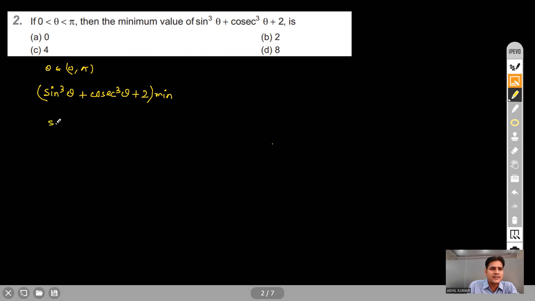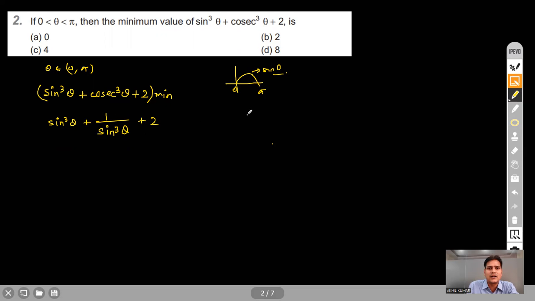We can write this as sine cube theta plus 1 upon sine cube theta plus 2, right? This is a function in theta. So we have to find the minimum value of this function. Now, within the interval of 0 to pi, sine theta is positive. Between 0 to pi, sine theta is always positive, right? So this sine cube theta will also be positive, and this 1 by sine cube theta will also be positive.